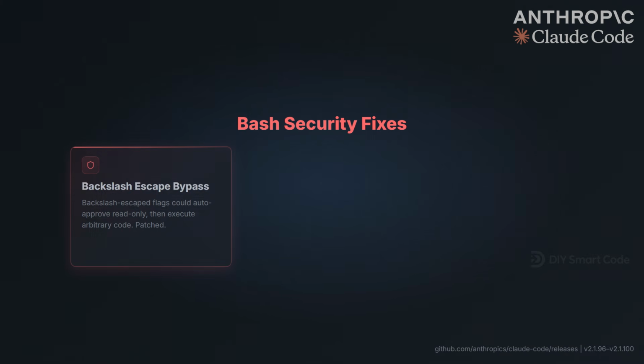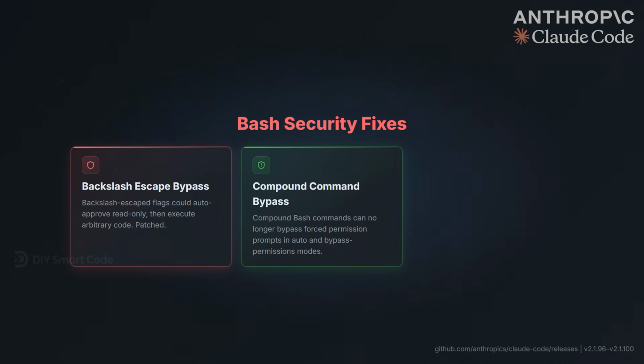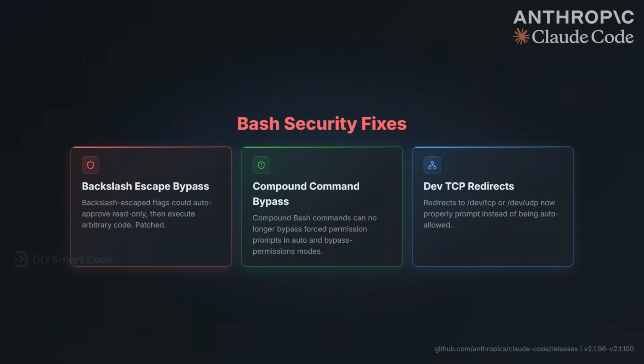The bash tool had a permission bypass, where a / escape flag could be auto-approved as read-only, and then used to run arbitrary code. Patched. Compound bash commands can no longer bypass forced permission prompts, and redirects to dvtcp now actually prompt you.